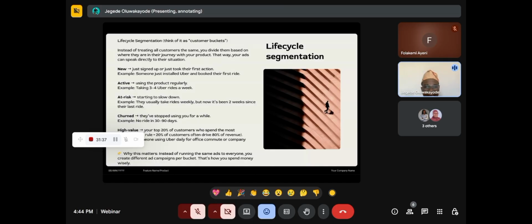Now, these guys are not the same. So when you want to run your ads, you are not telling them the same thing. Don't forget that you are not running ads for acquisition this time around. You can run ads for acquisition, perfect. But this time around, you are trying as much as possible to run ads to your users.